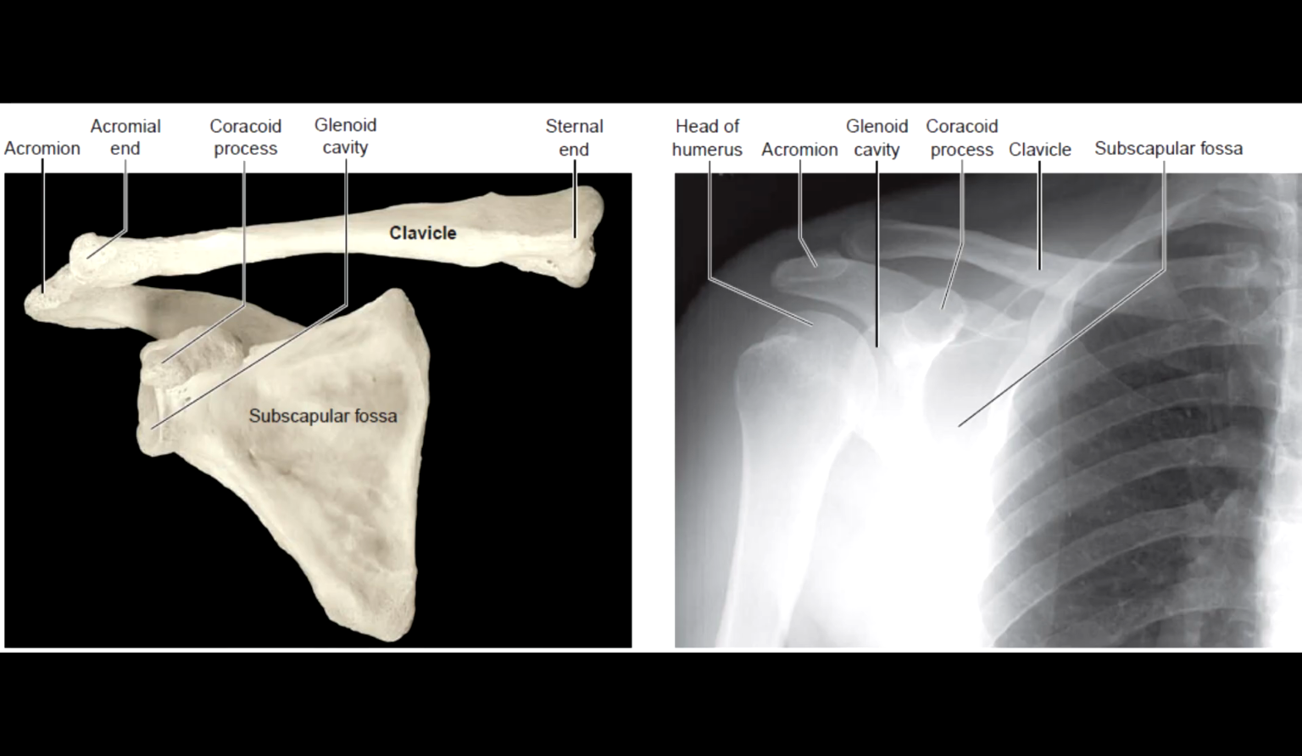Alright guys, now that we've gotten a good understanding of the clavicle, we get to move on to the scapula, the second and last part of the pectoral girdle. Only having two bones, pretty simple, but the scapula can be a little confusing, especially when you get into the nitty gritty of it.